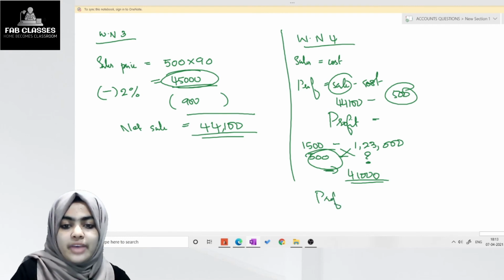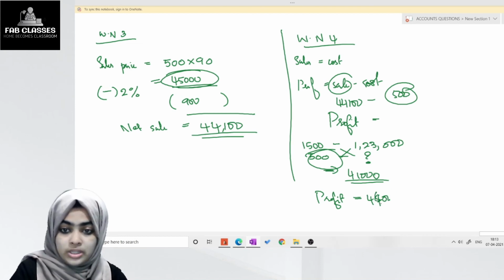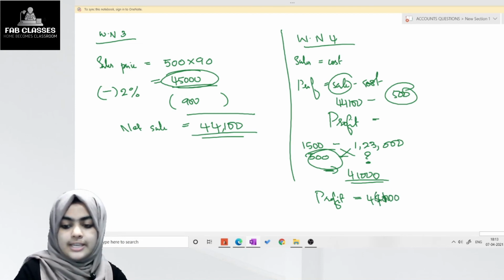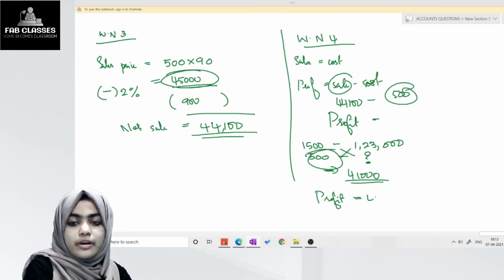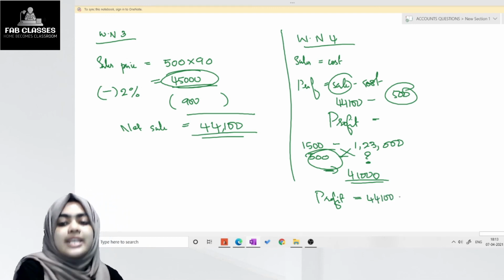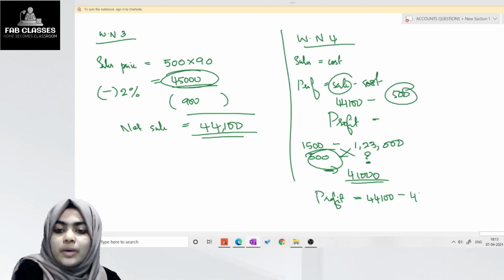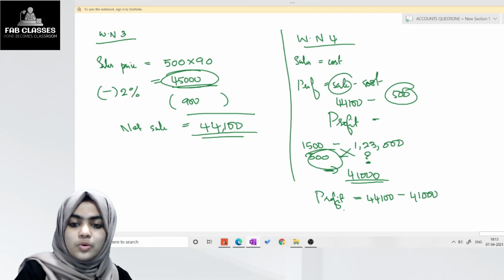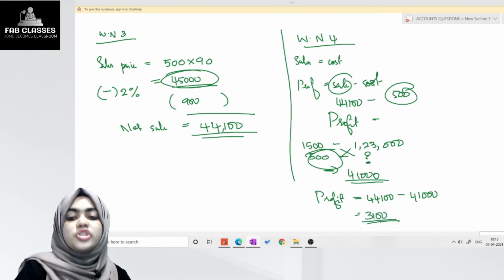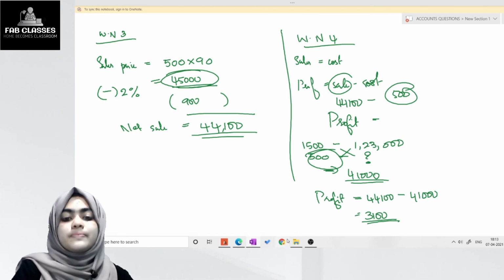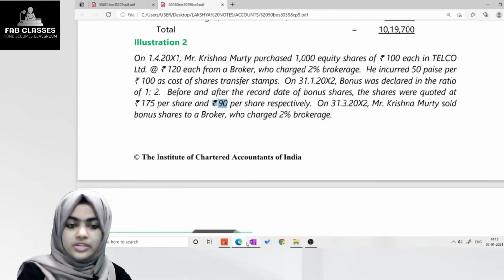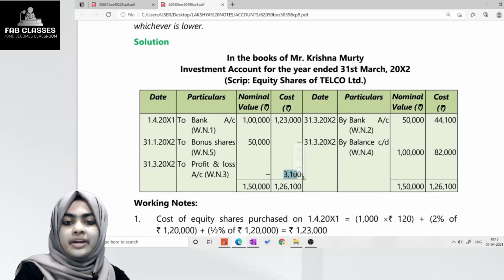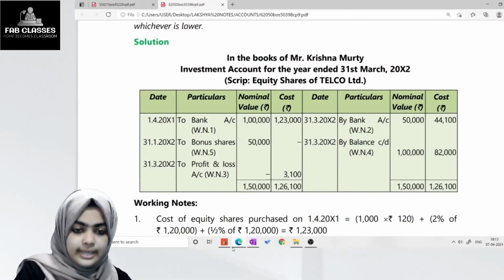Thus the profit which we have incurred from the sale of these 500 shares will be: 44,100 is the sales value which we have received, and the cost was 41,000. So the profit will be 3,100. This profit will be shown in the profit and loss account. This profit will be transferred to the profit and loss account. 3,100 profit. I hope you get it.